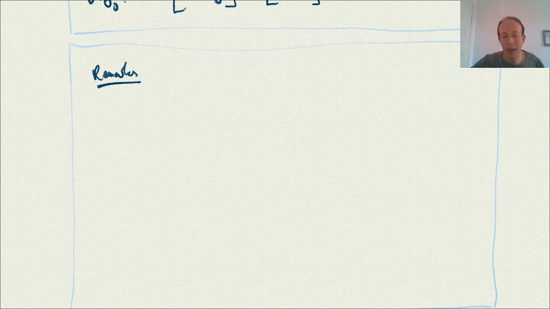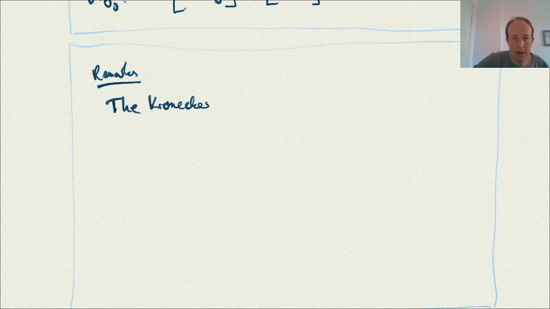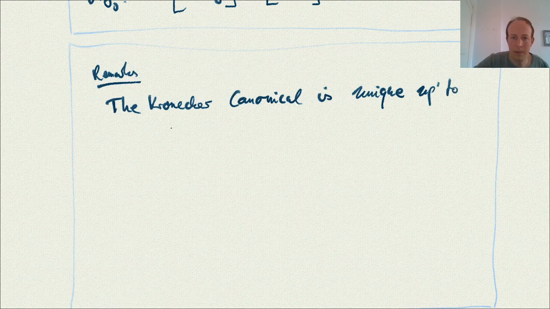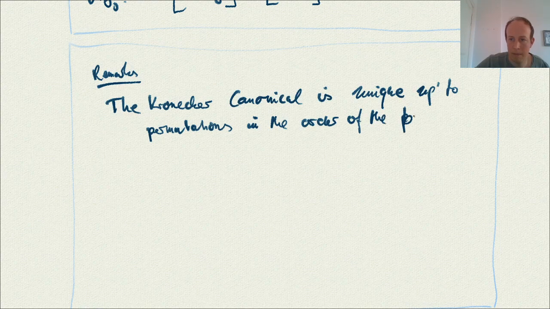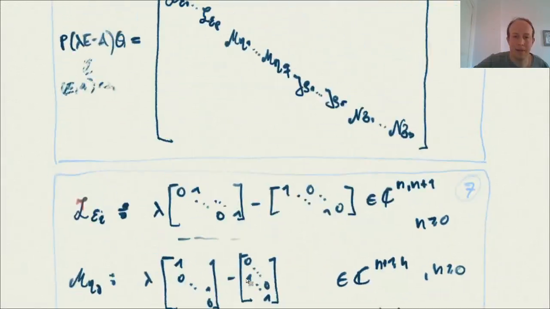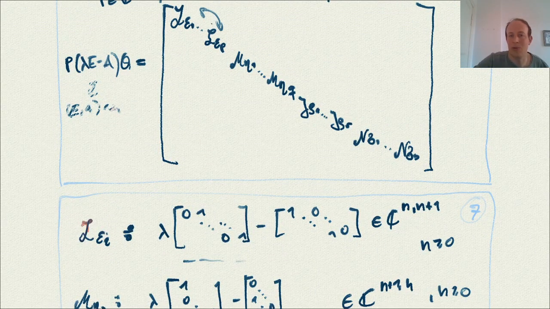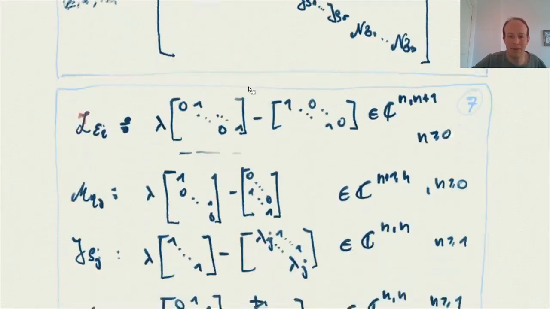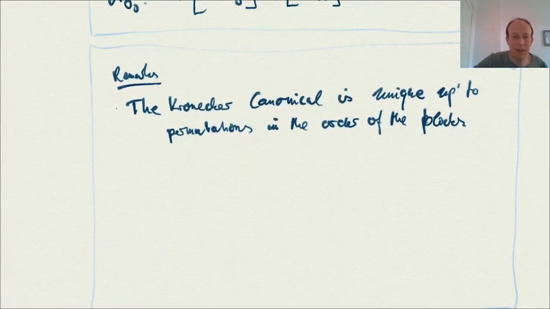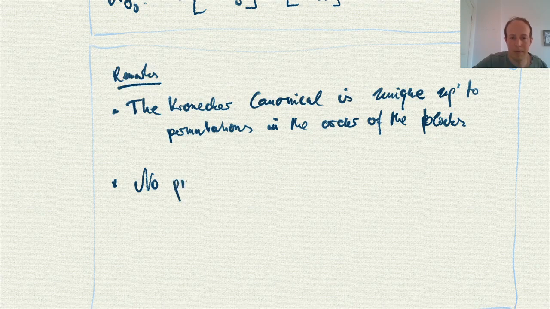Remarks. The canonical form is unique up to permutations in the order of the blocks. This means that one can of course swap these blocks, and then still one will have the Kronecker canonical form. But other than that it's unique. And I won't give a proof. It's very technical.